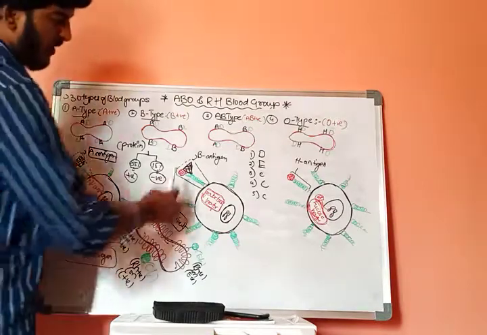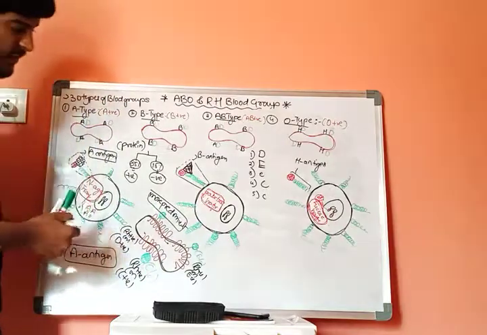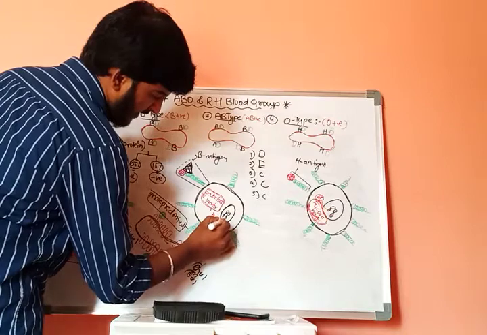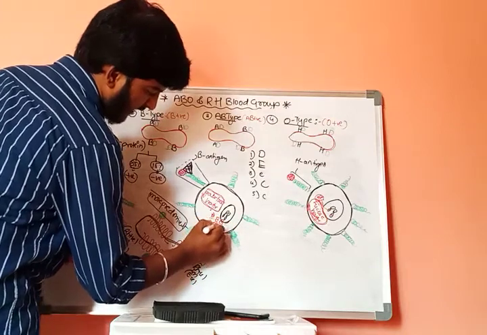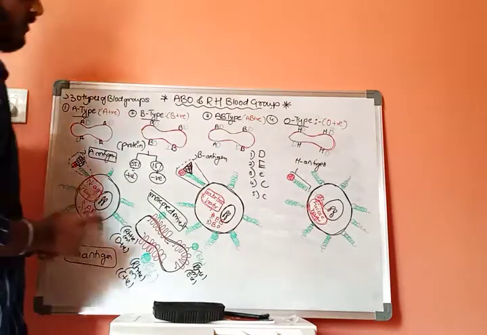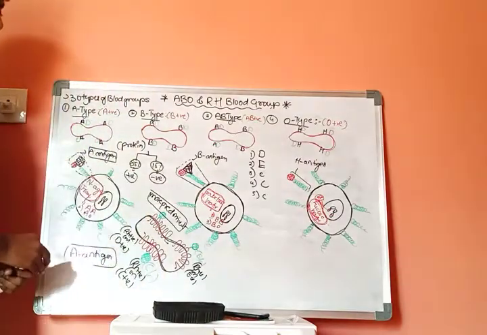And when we discuss the genotype of the B type of antigen, there are two types: one is capital B and B, and the second one is capital B and O. This is about the genotypes of blood groups.